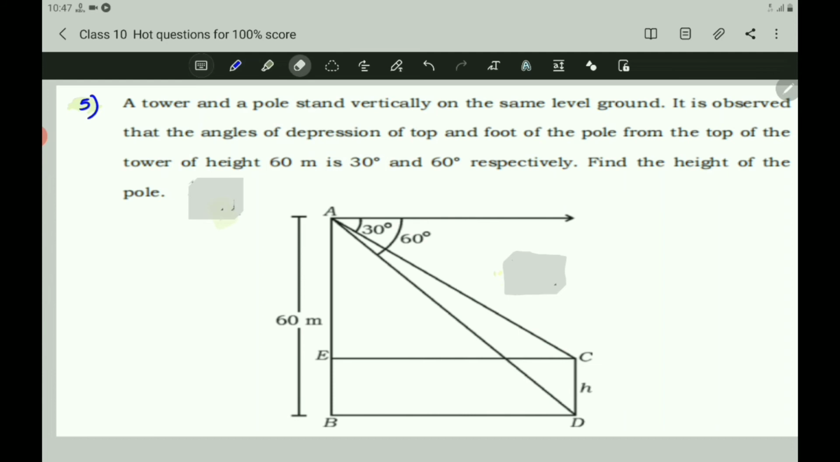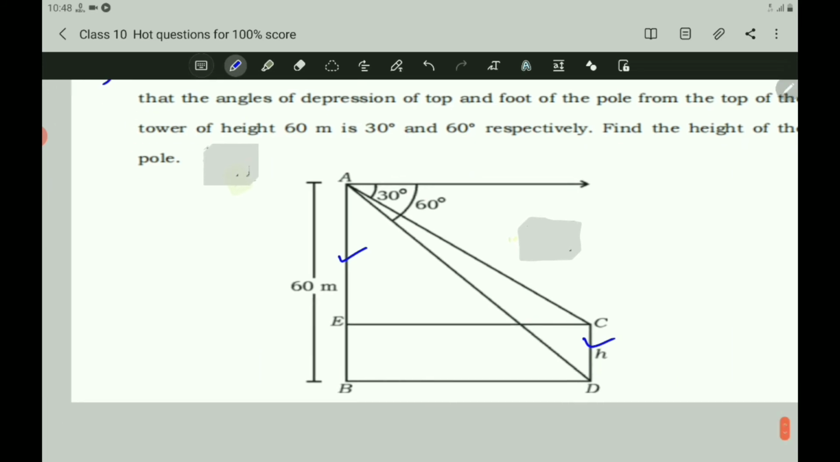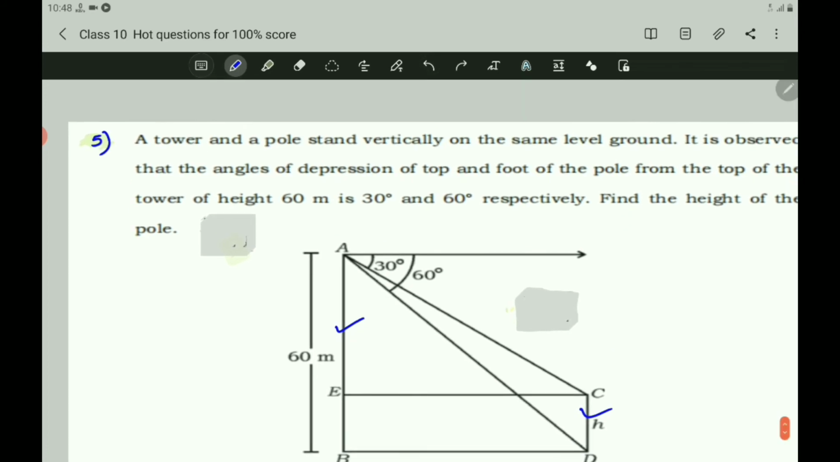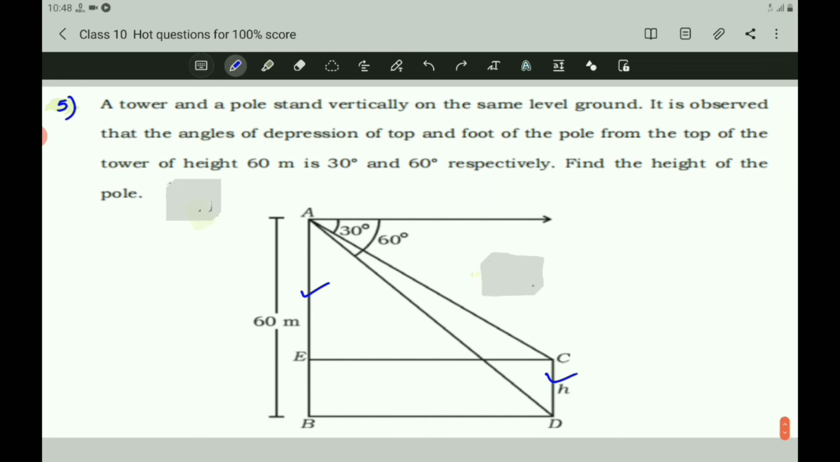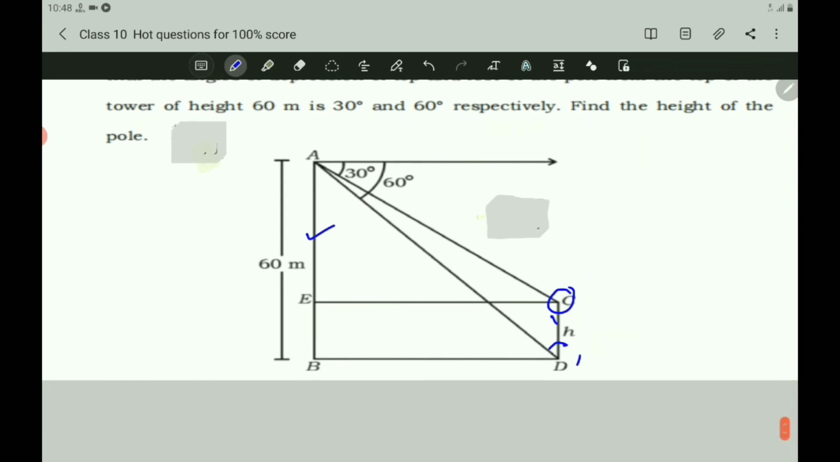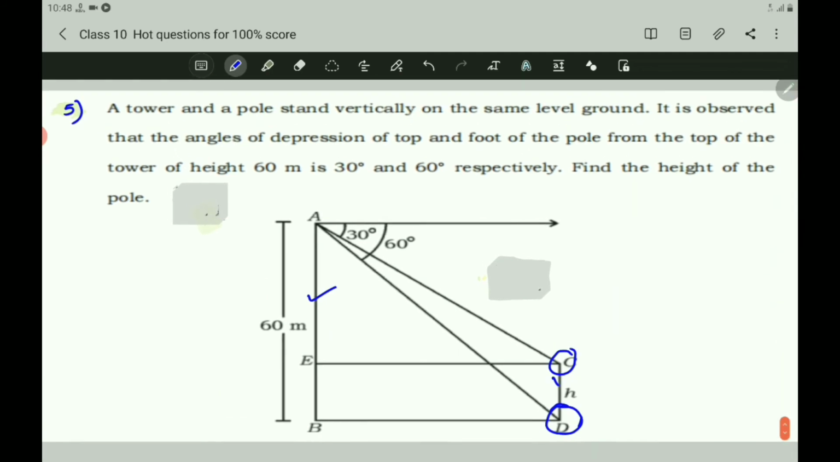Here, what is there? Tower is there and pole is there. They stand vertically on the same level ground. It is observed that the angle of depression of the top and the foot of the pole. Here it is the top of the pole. It is the foot of the pole. This top and bottom are viewed from the top of the tower.